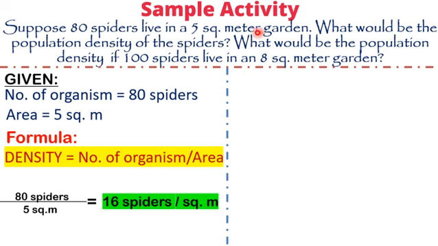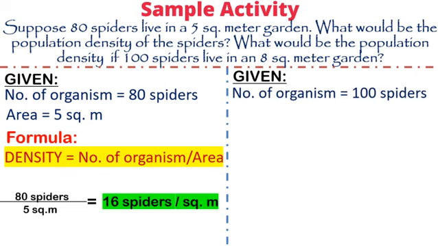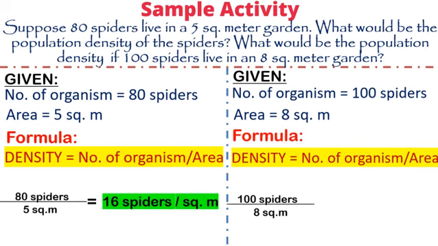How about you? You can try to solve the second question. What would be the population density if 100 spiders live in an 8 square meter garden? Okay, you can now start answering the problem applying this formula. So let's see the answer. The given in question number 2 are the following. 100 spiders for the number of organisms and 8 square meters for the area. Applying the formula, we get 100 spiders divided by 8, and the result is 12.5 spiders per square meter.